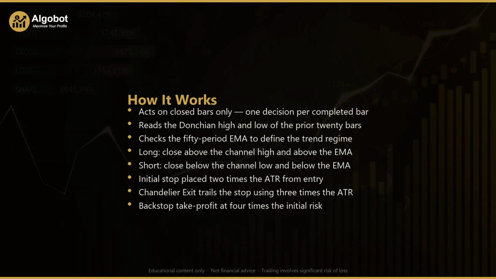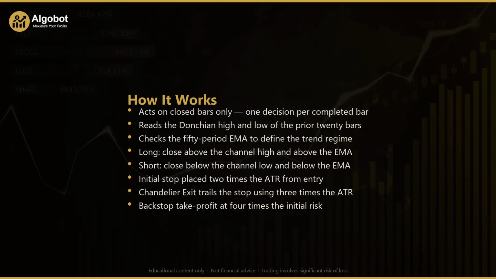Once a position opens, risk management takes over. The initial protective stop is placed 2 times the ATR away from entry, below entry for a long, above entry for a short. Because it is scaled by volatility, the stop naturally widens on active instruments and tightens on calm ones. The take profit is set as a reward multiple of that initial risk, 4-to-1 by default, and it acts only as a distant backstop.